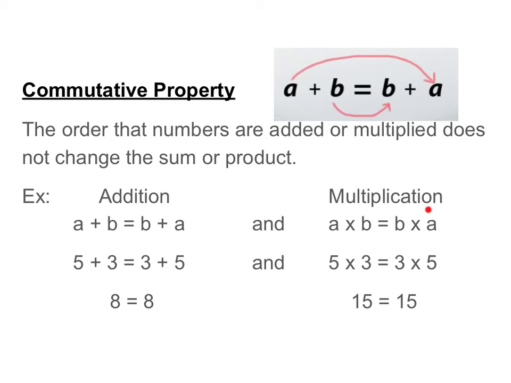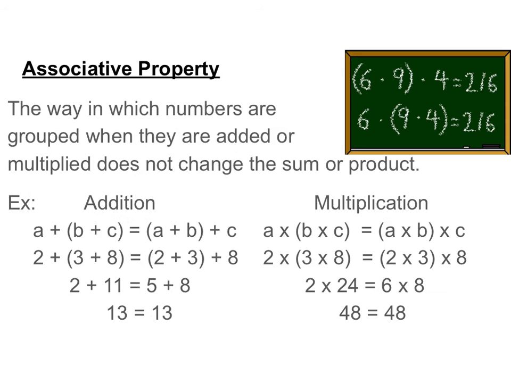Let's look at the multiplication. So A times B is the same thing as B times A. So 5 times 3 with commutative property states that it will equal 3 times 5. And that's 5 times 3 is 15, and 3 times 5 is 15. Let's go on to the next property.